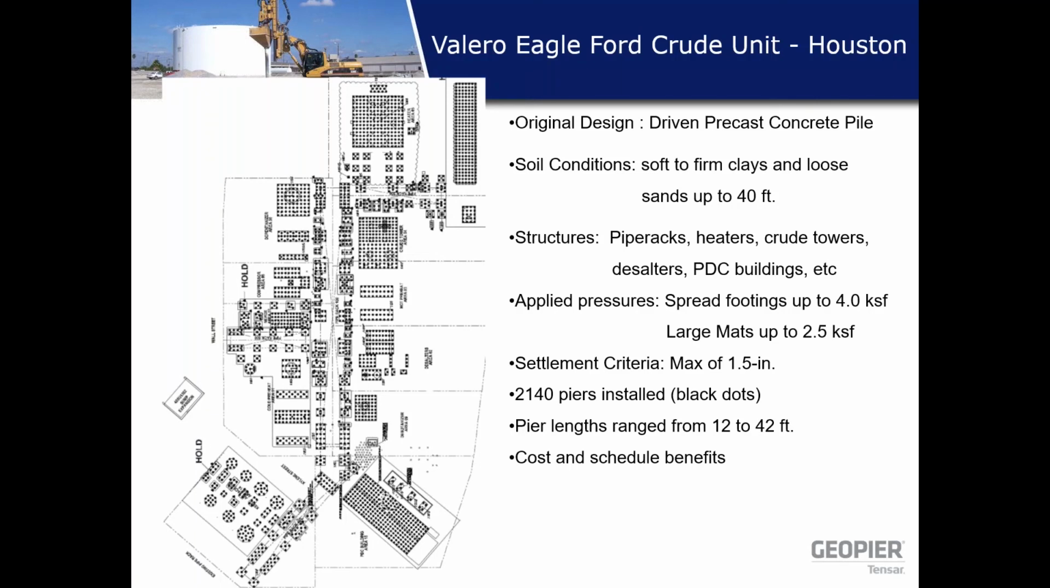Shaft lengths vary because of the softer soil profile and tight settlement criteria. We install piers depending on the size of each equipment pad and the pressure exerted on this pad. The shaft length varied from 12 feet to 14 feet. It added a lot of cost and schedule benefit to the team.